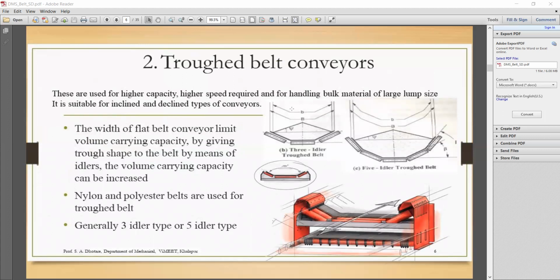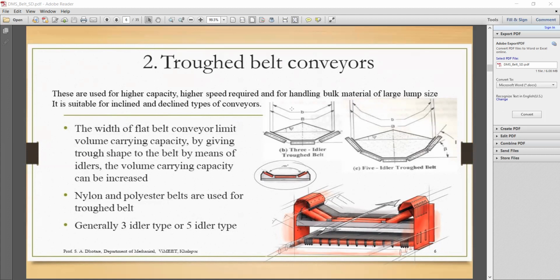Okay, next one is the troughing belt conveyor. These are used for high capacity, high speed, and heavy bulky material with large lump size. It is suitable for inclined as well as declined conveyors. If you look at the picture in segment A, the troughing conveyors, or troughing idlers, are shown over there.